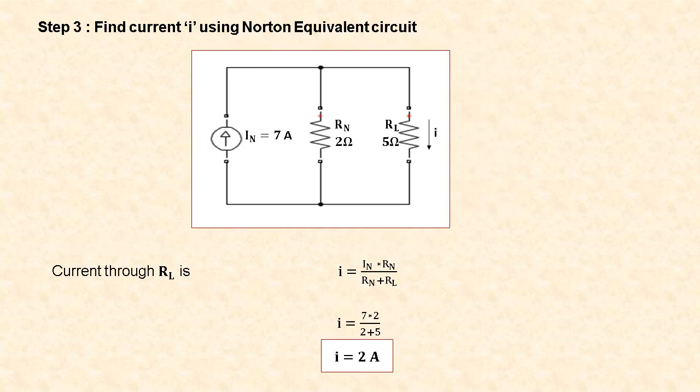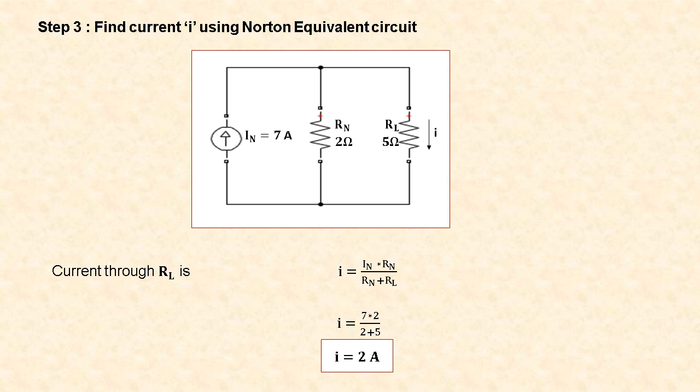The next step is to find the current through the load resistor by using Norton's equivalent circuit. So the equivalent circuit is nothing but a current source whose value is 7 amps in parallel with a resistance equal to 2 ohms, and the load resistor is 5 ohms. The current through the load resistance can be calculated by using the current division rule.